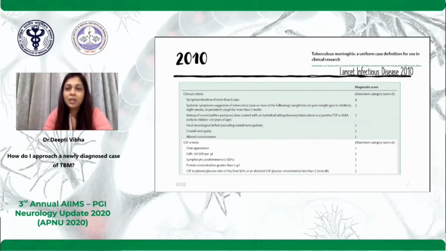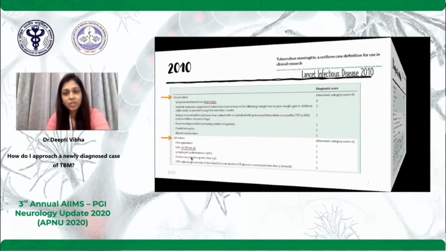And then came the tuberculous meningitis uniform case definition for clinical research. Now, this might look like a very detailed one, but it's basically outlining the main criteria. And look here, the cutoff of number of days gets down to 5 days. So we are becoming more stringent or tight when it comes to the number of days. We know that patients can present within 5 days and can still have TBM. And the cell range was made a little less stringent here.